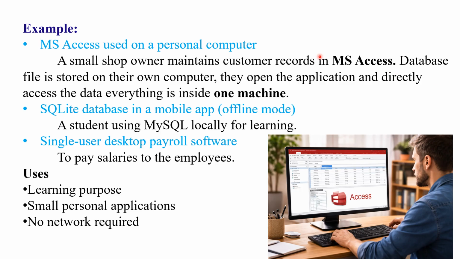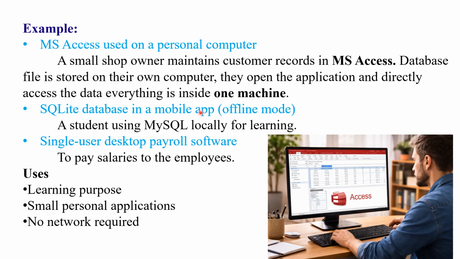Next, the example for the one-tier architecture. If you observe MS Access used on personal computers, if you open an Excel sheet or MS Access on your systems or mobile phones, then there you can see the database file is stored on your own computer. You open the application and directly access the data, everything inside the one machine. That means it is stored locally in the system.